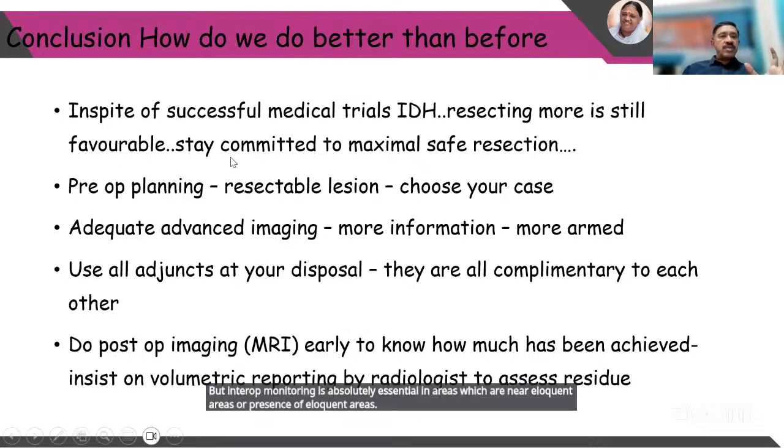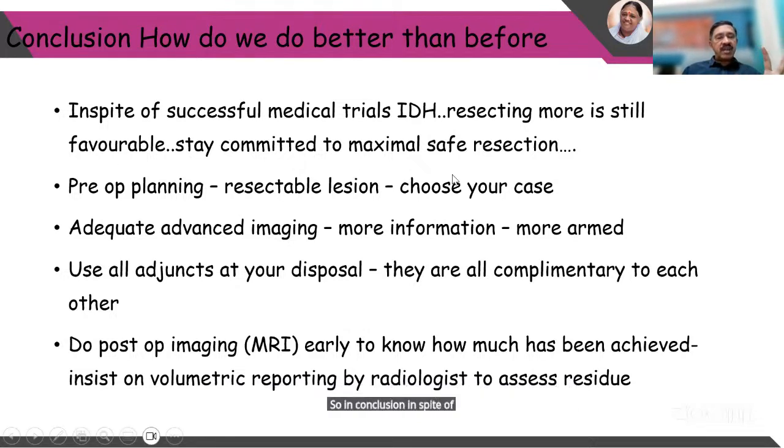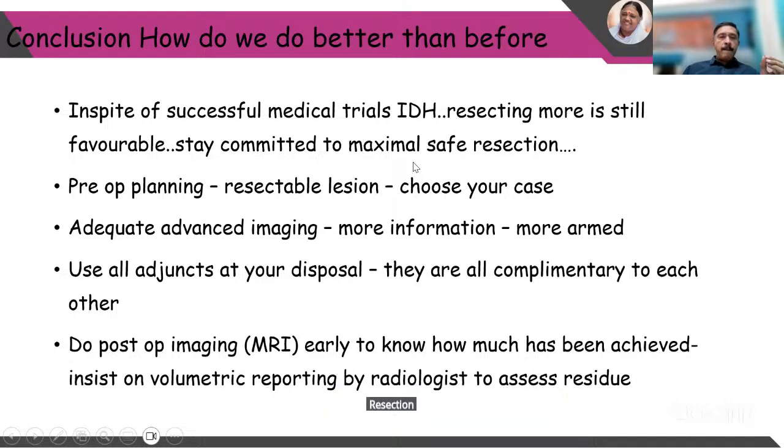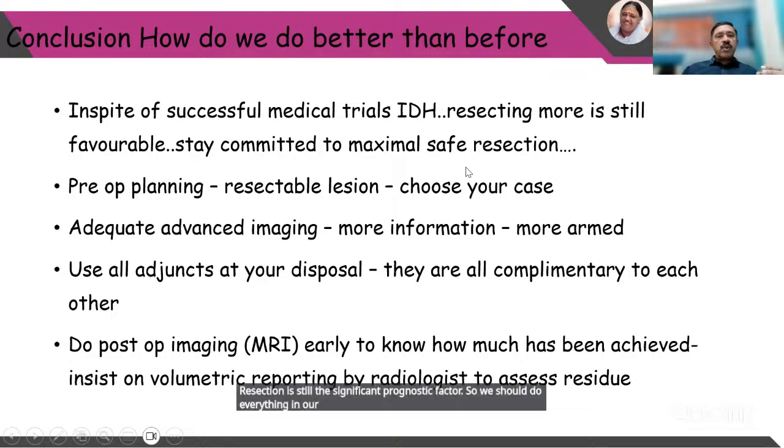So in conclusion, in spite of successful medical trials, even with the IDH antagonists that we are seeing now, resection is still the significant prognostic factor. So we should do everything in our control to have a resection, but it should be safe. Don't forget KPS is also an important factor. So any factor that's likely to affect KPS should not be compromised.